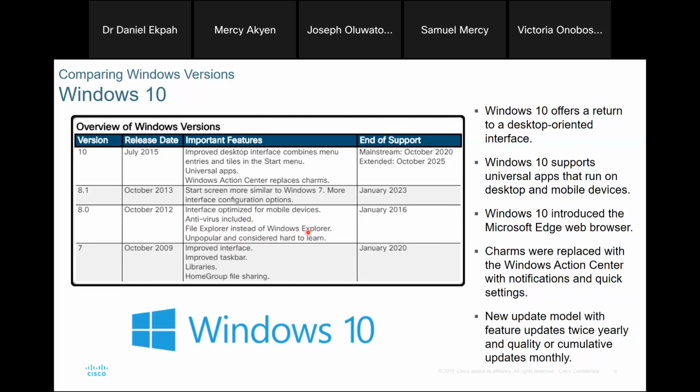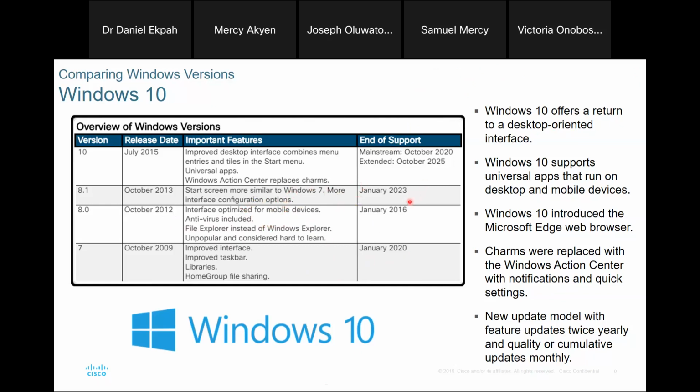Things like when you want to close an application, it was no longer the X button at the top right corner. You had to double click at the top of your screen and drag the window to the base of your screen, and that was how you closed an application. Then they improved that by releasing Windows 8.1, when the start screen was more similar to Windows 7, with more interface configuration options. So it was now easier to close applications. People no longer complained about some of these things.